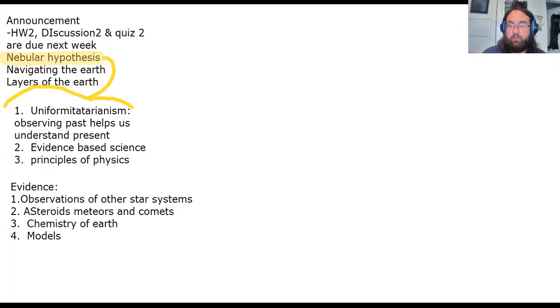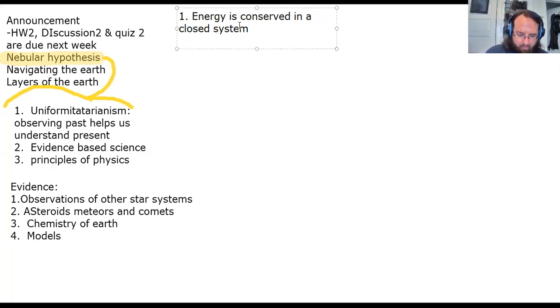So now we're going to introduce how the solar system came to be the solar system we have. The things we're going to include in this model, we're going to remind you of: energy is conserved. Energy is conserved in a closed system. This will be an important thing to understand. We're going to talk a little bit about how forces mediate the transition of energy.